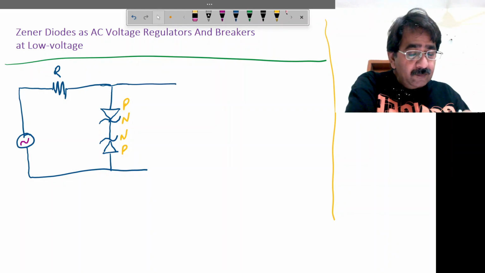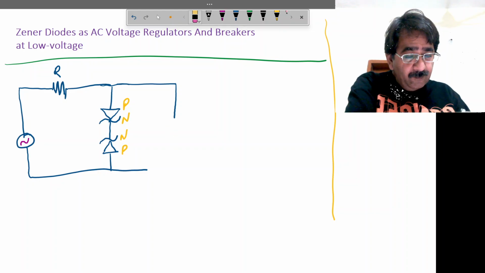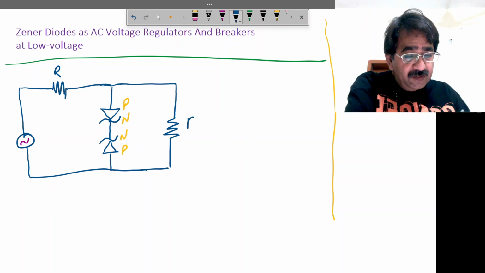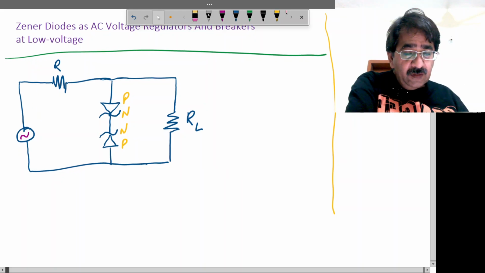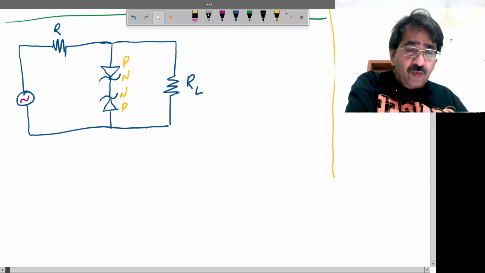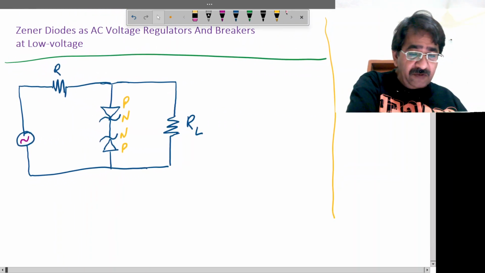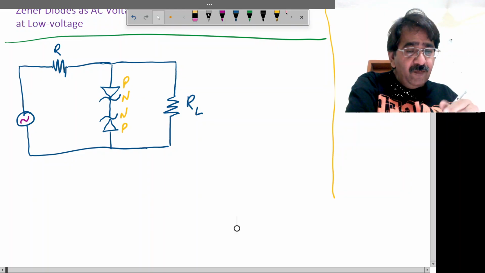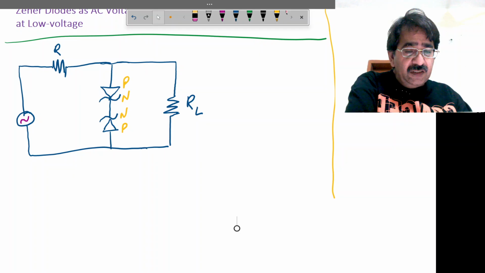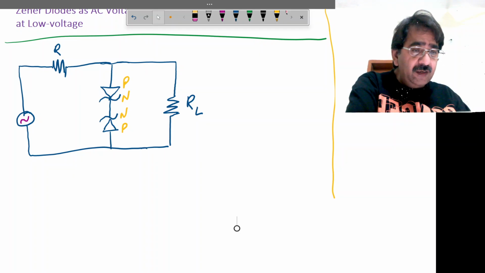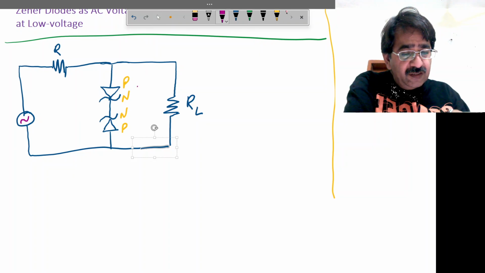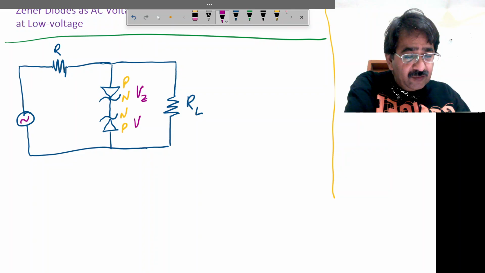Now, this is parallel to the load resistance. Okay, this is RL, meaning load resistance. So in this way, this will regulate high voltage. What will happen? We must use both diodes of the same kind, so they have the same Zener voltage value. I may say that this is a VZ, so this will also be a VZ.